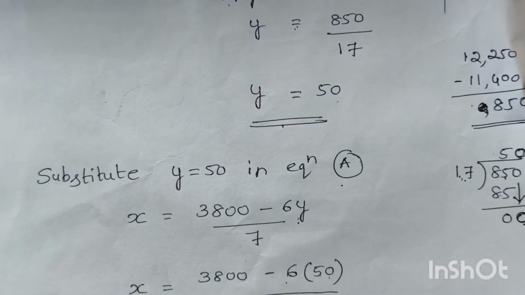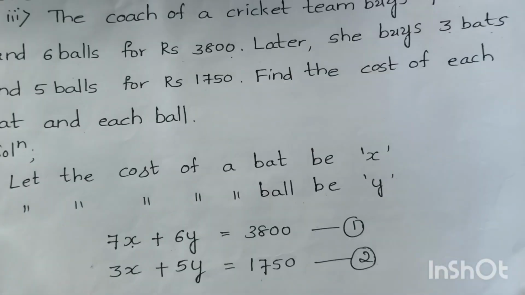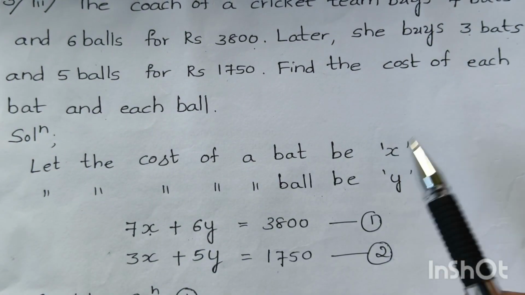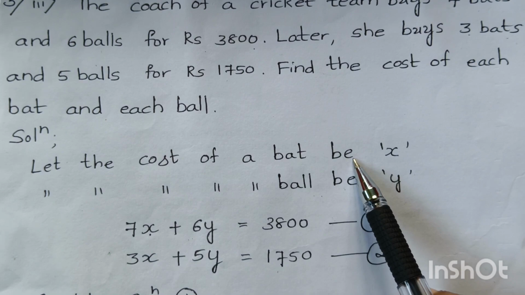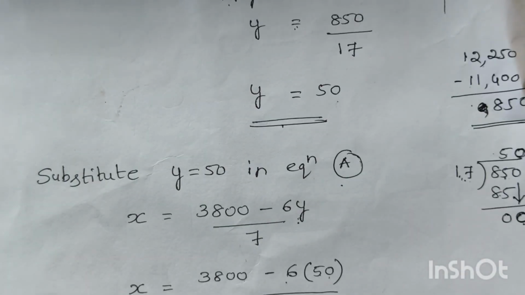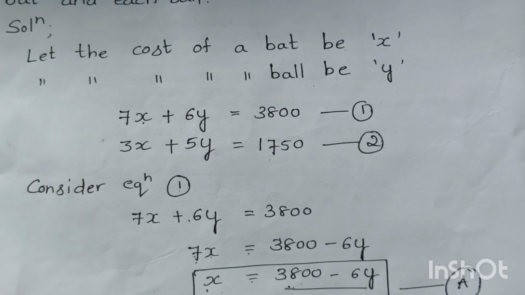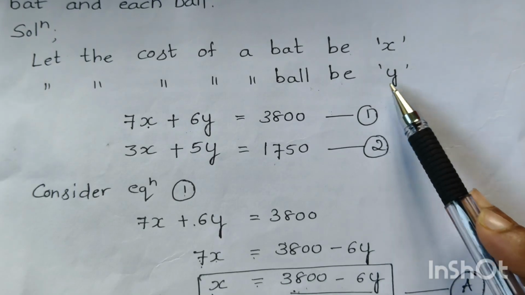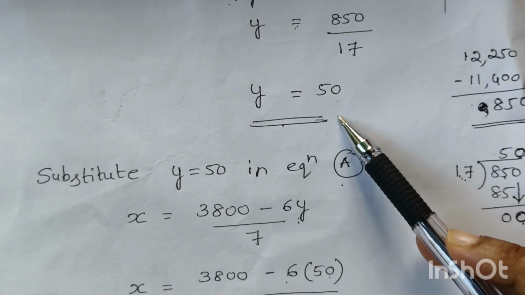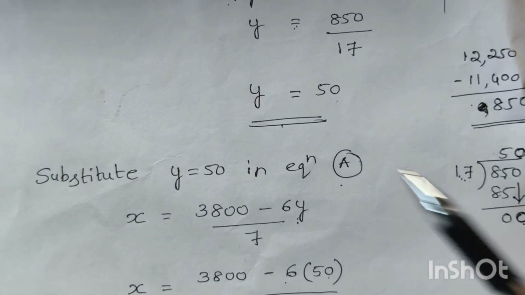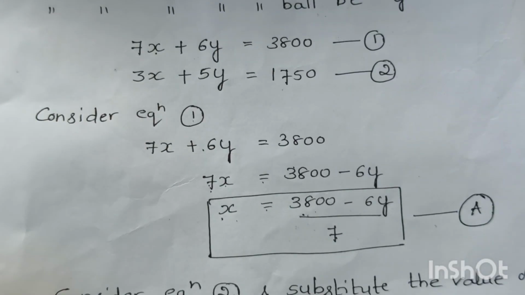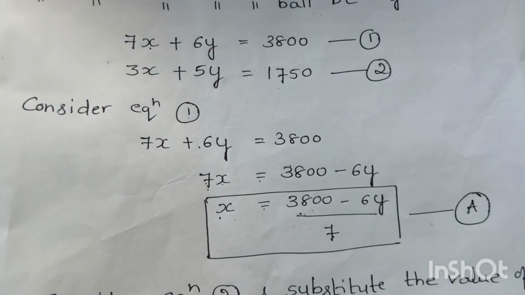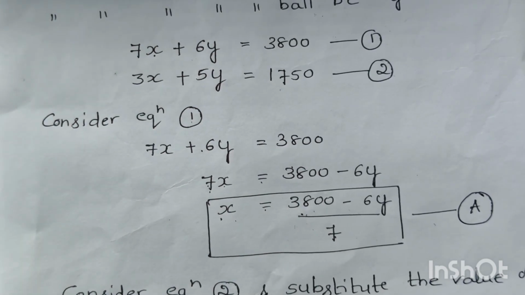What have we considered? Look at this. We have considered x. x means what? Cost of a bat. Here how much did we get? x is 500. Means for one bat, how many rupees? That is 500. And for ball, what did we get as the value of y? That is 50. Then the cost of one ball is 50. Right? Now let us do the verification, and there is no need to do the verification in your exams. I am doing the verification just for better understanding of the problem. Okay. So verification.